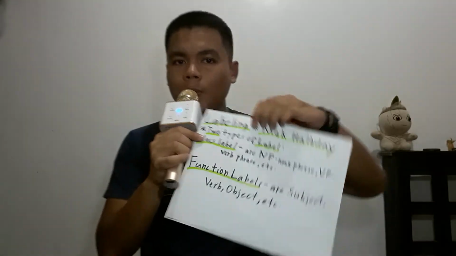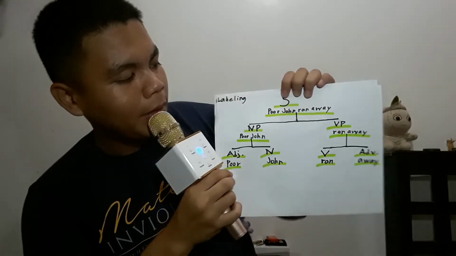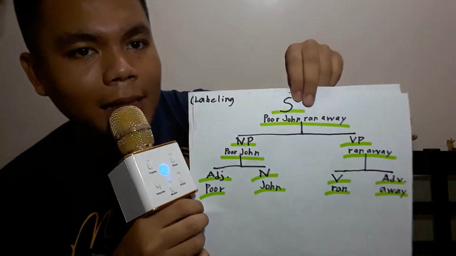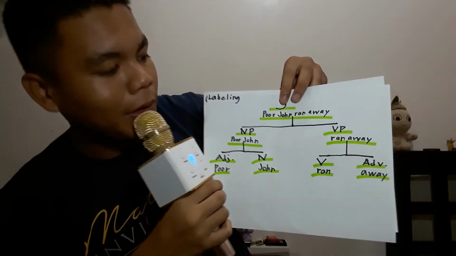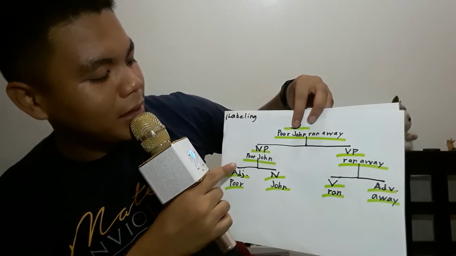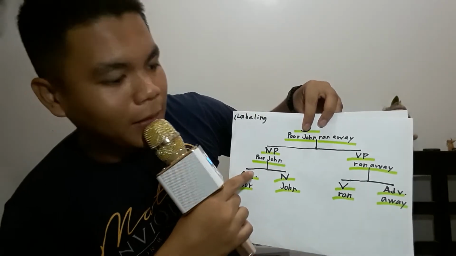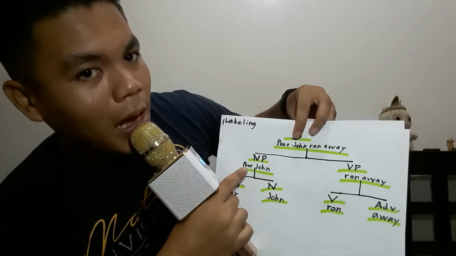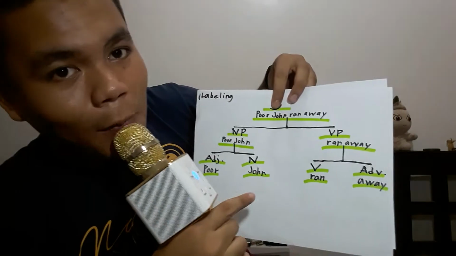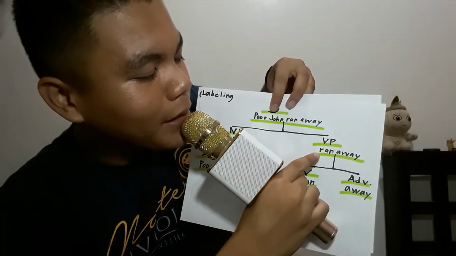If I'm going to show you what I'm saying, it is like this. This is a sentence. It is labeled as S. Still the sentence that we have used earlier, which is poor John ran away. If you move down the ladder, we can see that the noun phrase is poor John. It is the noun phrase because it has the noun John. And then on the other side we have the verb phrase, which is ran away. It is the verb phrase because it has the verb in the sentence, which is ran.